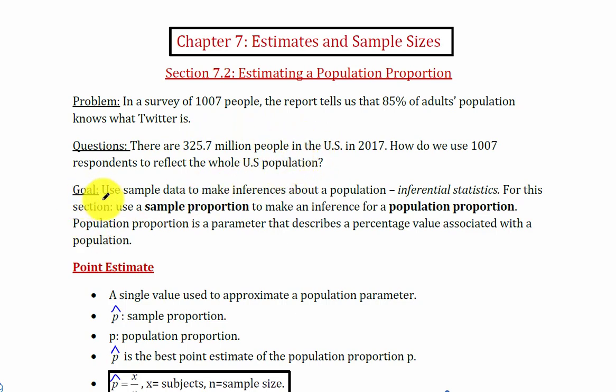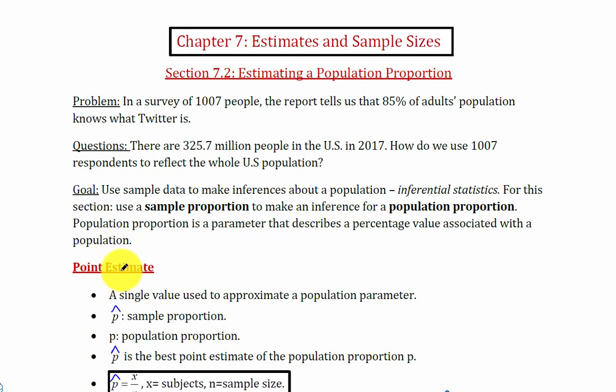The goal is to use sample data to make inferences about a population, or what we call inferential statistics. And for this section, we use a sample proportion to make an inference for a population proportion. Now, a population proportion is just a parameter that describes a percentage value associated with a population.